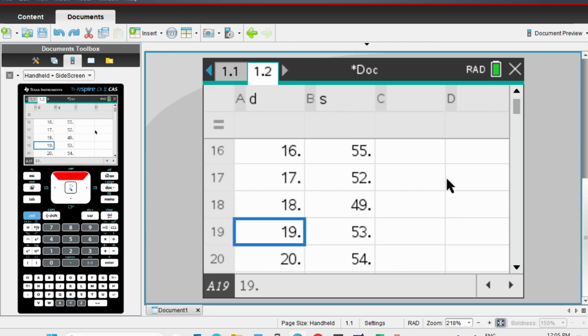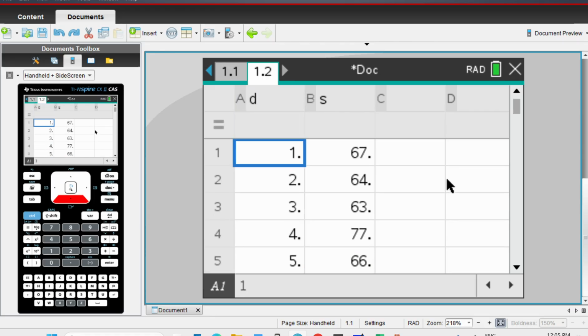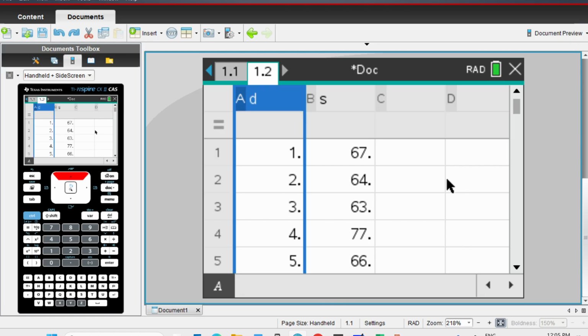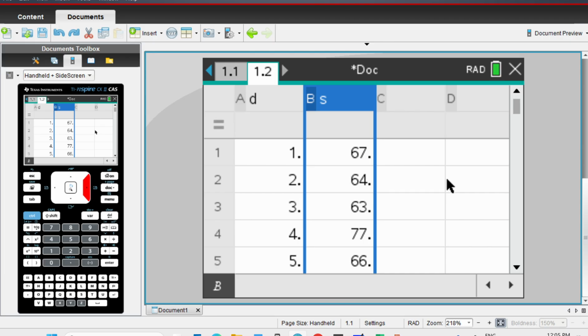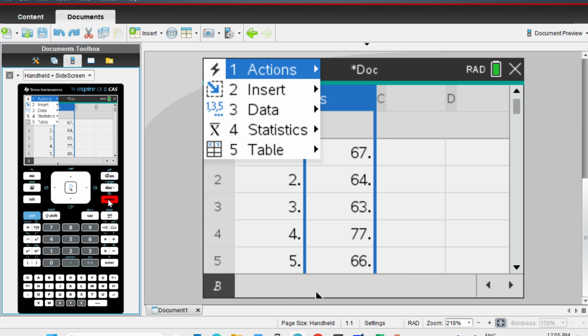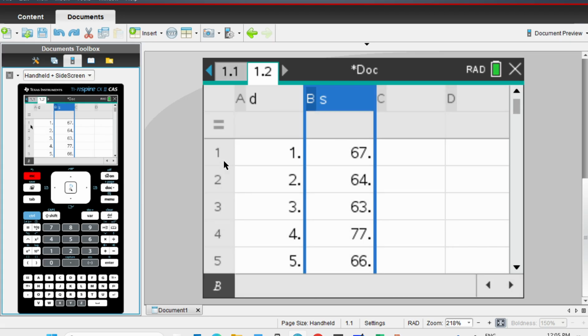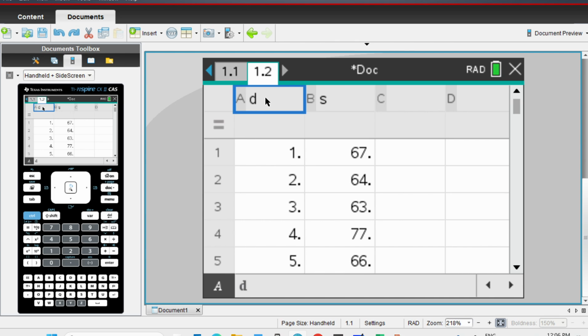Okay, so I'm going to have a go at it now. I have the number of days in list 1, and the deseasonalized figures in list 2. Take note I put a D for days up the top and an S for sales, even though they're deseasonalized figures. I put an S up there. It doesn't matter what letters you use, as long as you remember which one's which.